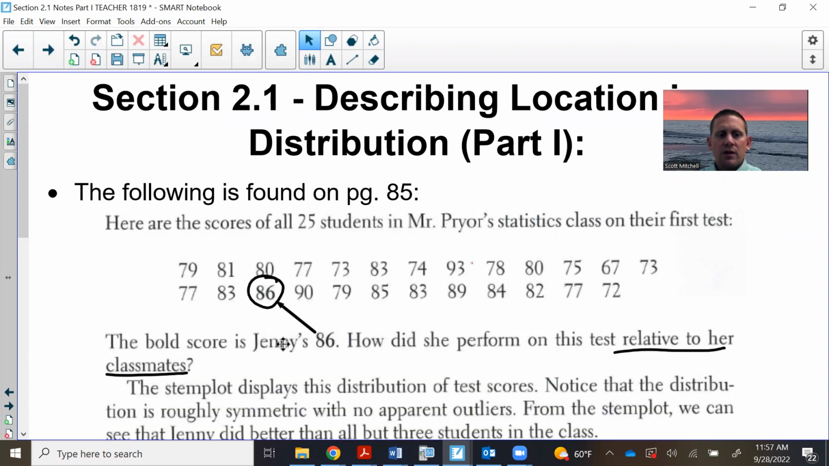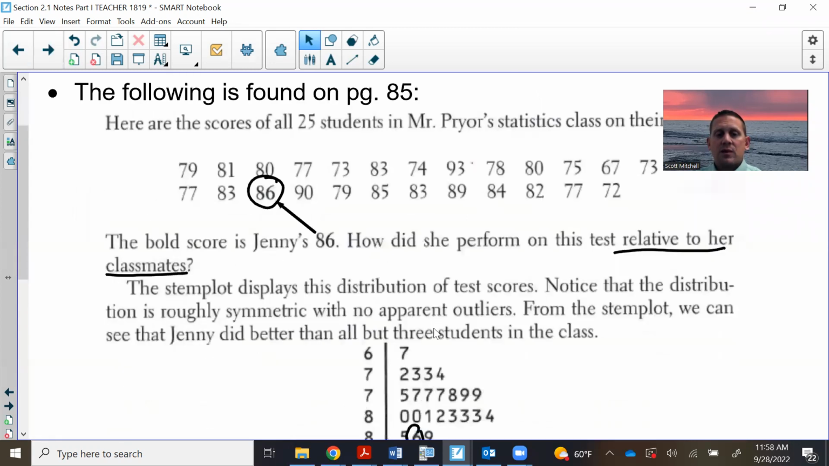They want to see how Jenny did. How did she perform on the test? So an 86, okay, it's a B. Is that good or is that bad? I don't know. It's relative to her classmates. Maybe 86 is really good. Maybe 86 is not so good. A B could sometimes be a really good grade or not so good, or maybe it's average in terms of everybody else.